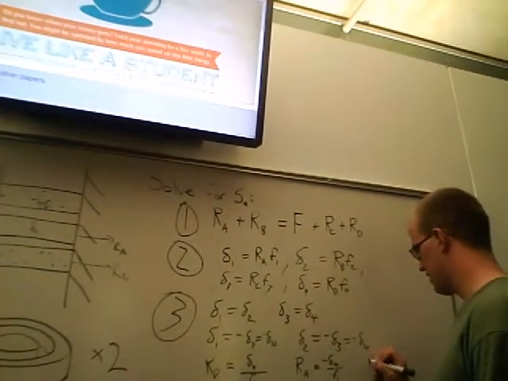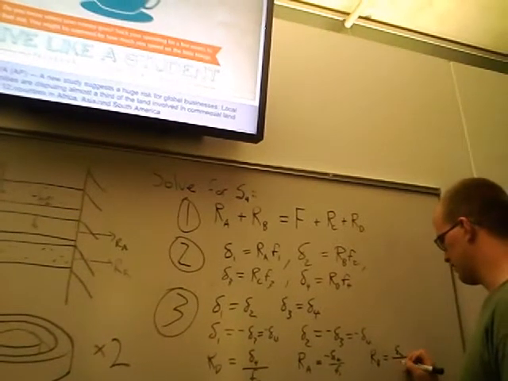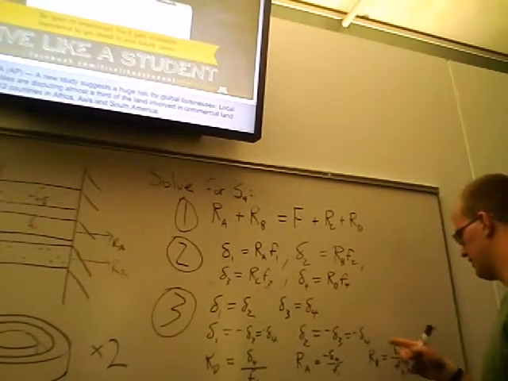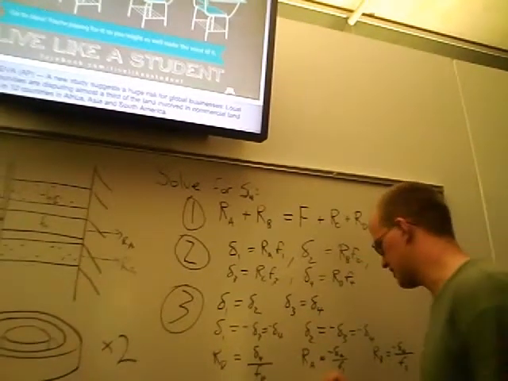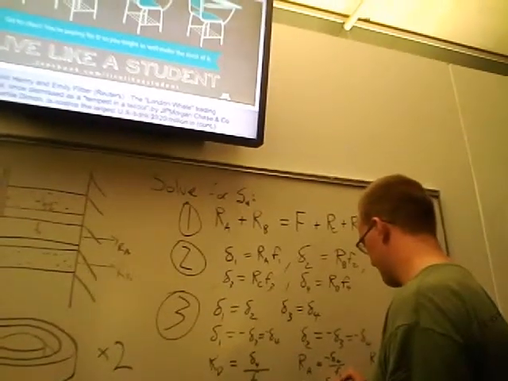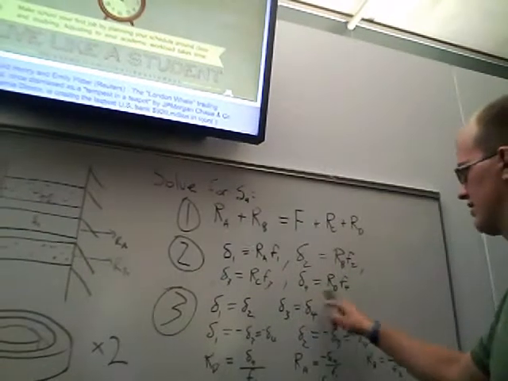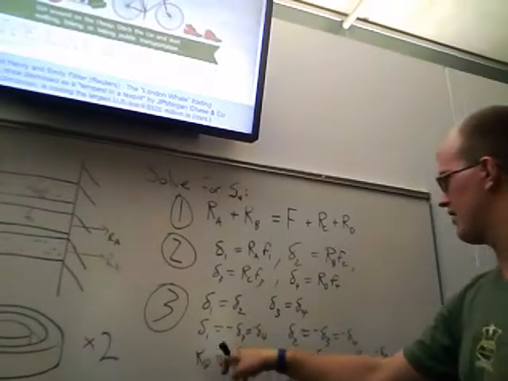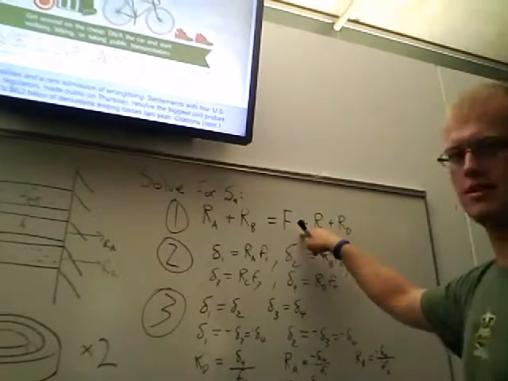So RB is equal to delta 2 over F2. We know that delta 2 is equal to negative delta 4, so we're going to make that substitution. And then RC is equal to delta 3 over F3. And we know from this equation that delta 3 is equal to delta 4, so we're going to make that switch. All right, so now we have an equation for RD, RA, RB, and RC. So we're going to plug those back into this equation up here.